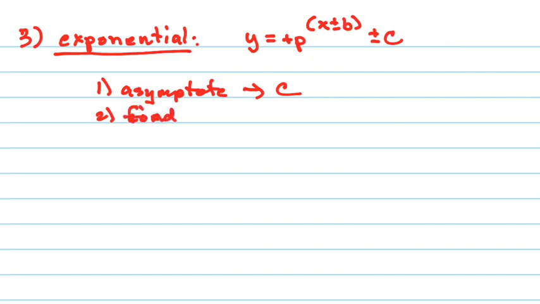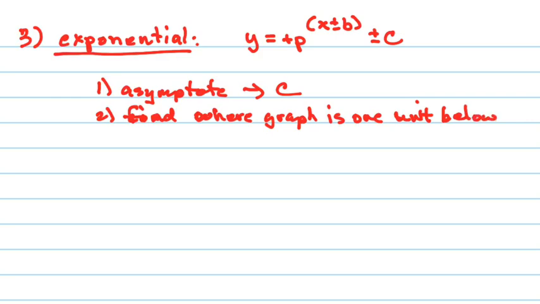Then find where the graph is 1 unit below the x-axis. Oop, I can't spell axis. Find where the graph is 1 unit below the x-axis. Do you remember that? It's an easy point to find. I'm lying to you. The asymptote's what I'm trying to spell.